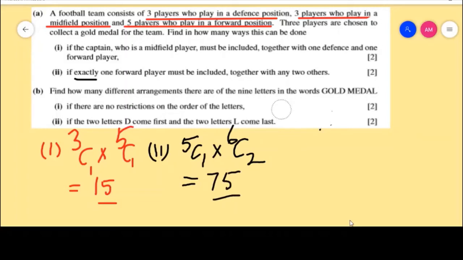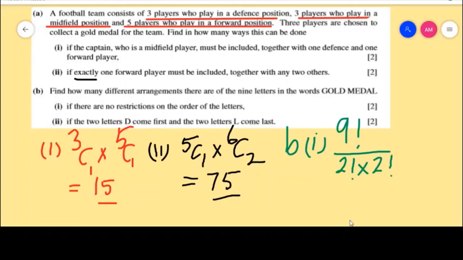Then part B now. For part B, so B part 1, how many different arrangements are there for the 9 letters of the word gold medal if there are no restrictions? So that's going to be 9 factorial. Are there any repeats here? Let me check. Yes, there are repeats. There are repeats for the D's, so 2 factorial for the D's. There are repeats for the L's, so 2 factorial for the L's. If I do that on my calculator, I get 90720.